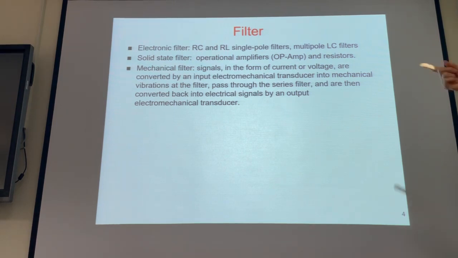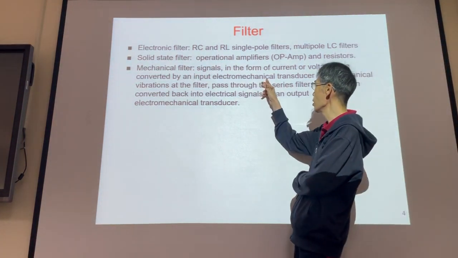Leo, could you read the third? Mechanical filter: signals in the form of current or voltage are converted by an input electromechanical transducer into mechanical vibrations, and the filter passes through the series filter and are then converted back into electrical signals by an output electromechanical transducer.